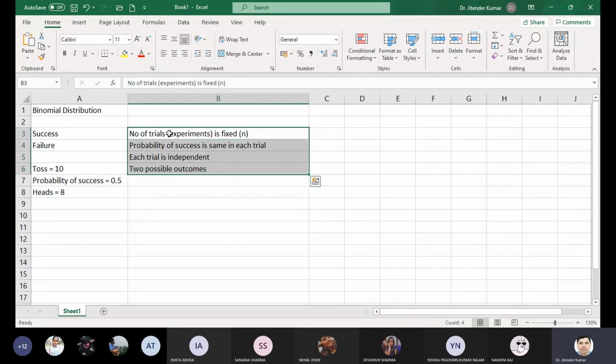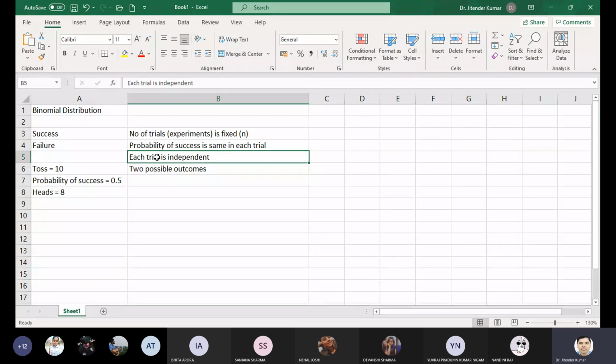So how many trials am I doing? 10 trials or 10 tosses. So this is fixed. Now probability of success is same. हर एक टॉस में 50% है सक्सेस का चांस. Each trial is independent. So first trial में या second trial में क्या आउटकम है, that is not going to affect next trials में क्या आएगा, right? And there are only two possible outcomes. So either you get heads or tails.